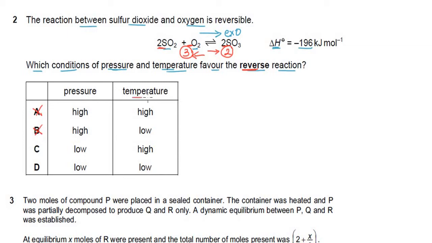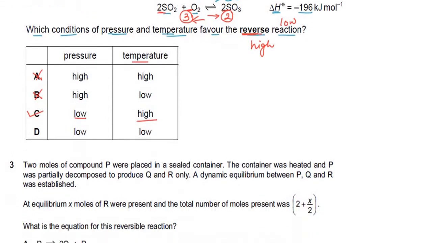Now let's have a look at the temperature. The forward reaction is exothermic, so low temperature favors the forward reaction, but if we talk about the reverse reaction, then we should have a high temperature. So our answer is C, with low pressure and high temperature.